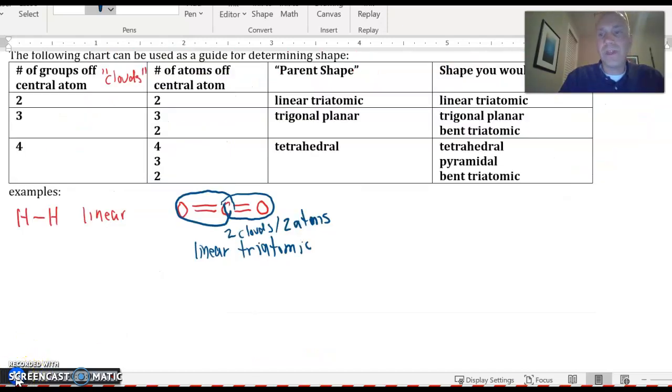Right. And I just want to point out one thing about that name. The triatomic part comes from the fact that there are just 3 atoms in that arrangement. So the next example I've shown right here.